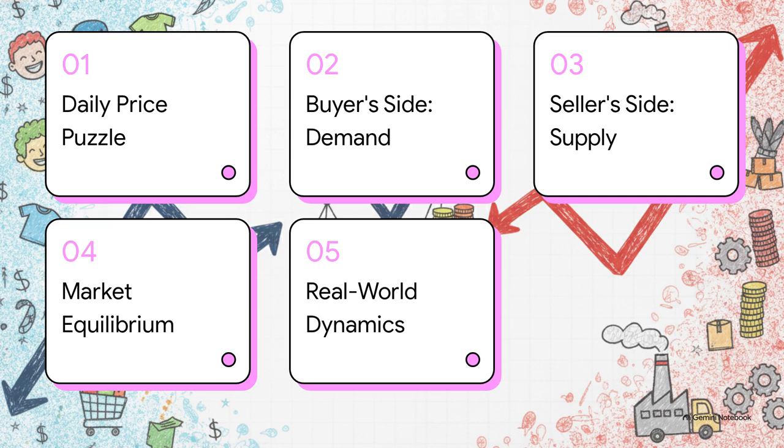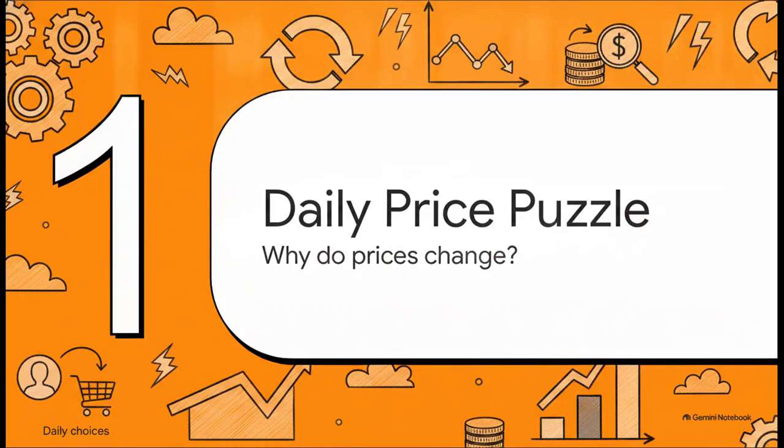So here's our roadmap for this explainer. First, the daily price puzzle. Second, the buyer's side, which is demand. Third, the seller's side, supply. Fourth, finding market equilibrium. And finally, real-world price dynamics. Let's get to it. Starting off with Section 1, the daily price puzzle.